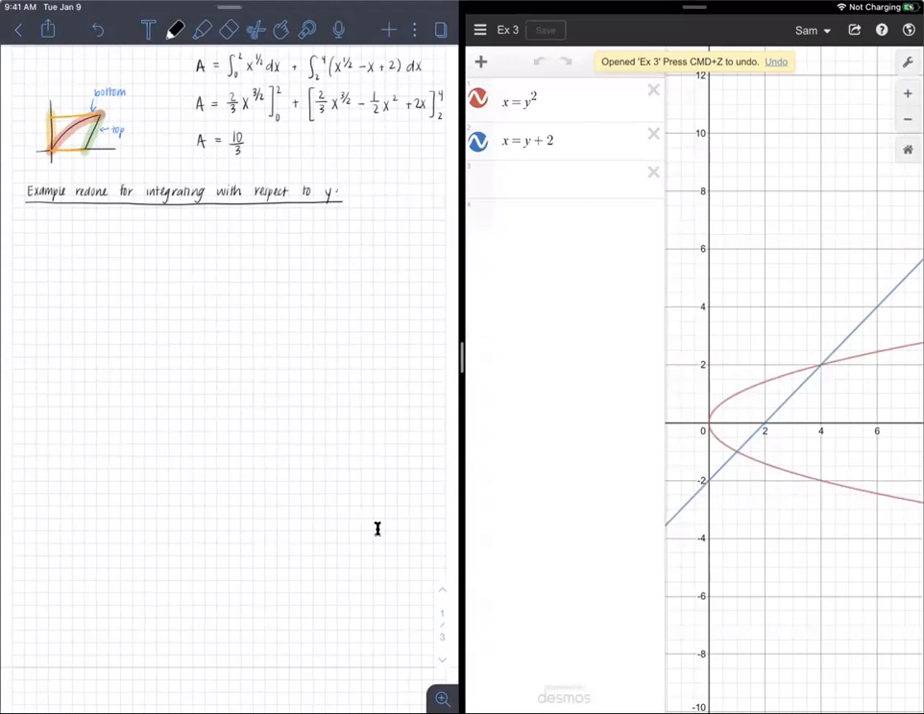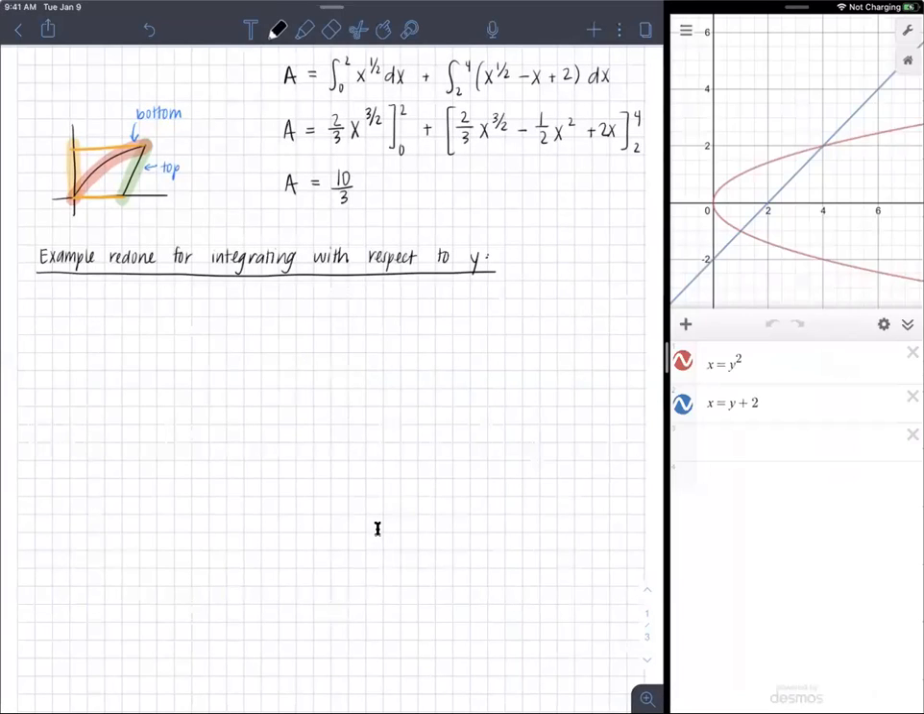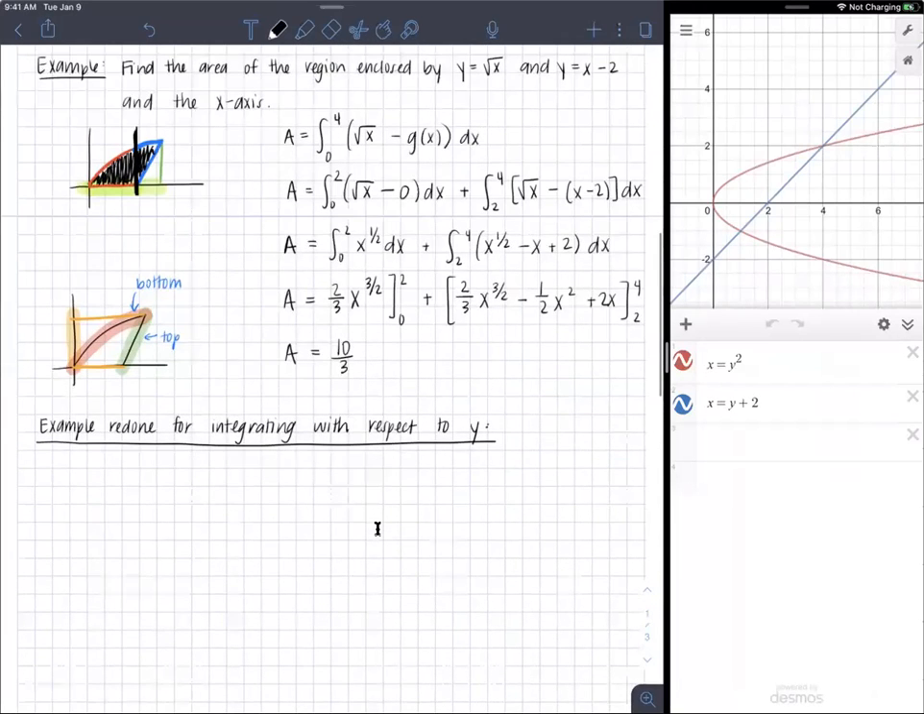Notice it's almost the same graphs that I had before, except this time I solved for y in both of these cases. You start out with y equals the square root of x, which means y squared equals x, and so that's the red line. And then y equals x minus 2 becomes x equals y plus 2, and so that's the blue line.